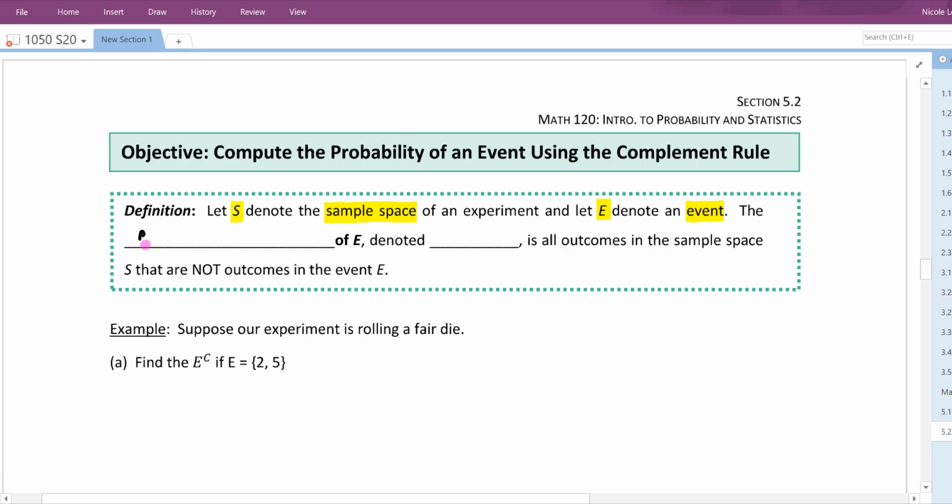Then the complement of E, which we denote this way, E, since it's the complement of E. So we use an E, and to denote the complement of the event E, we use an exponent of C. So that's how we'll denote the complement of E. And what the complement of E will be is all the outcomes in the sample space that are not in E. So it's essentially everything else in the sample space that's not in your event E.